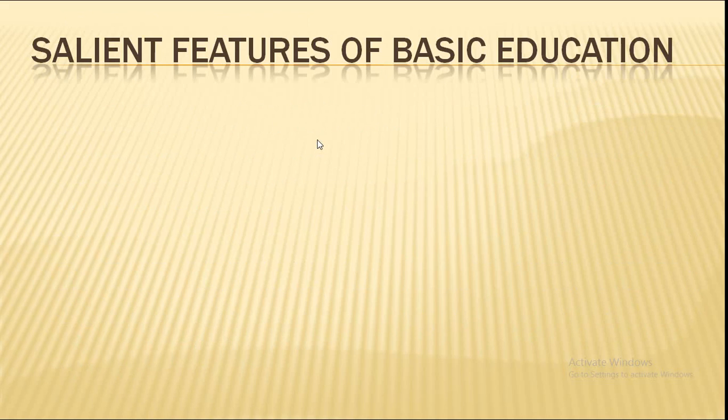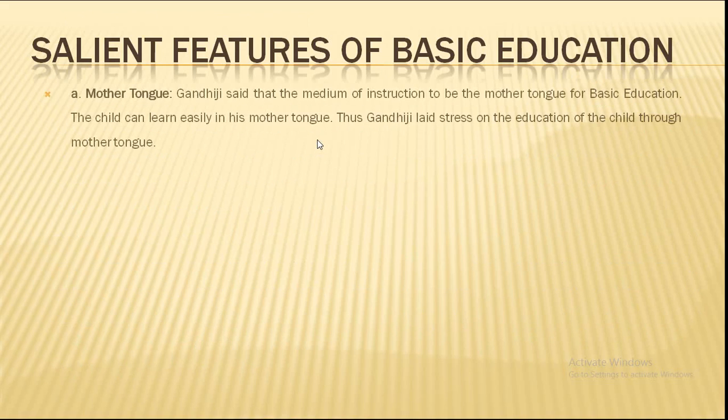Okay, so firstly, that is mother tongue. Gandhi said that the medium of instruction should be the mother tongue. For basic education, the child can learn easily in his mother tongue. Thus Gandhi laid stress on the education of the child in mother tongue. Okay. Next, citizenship.